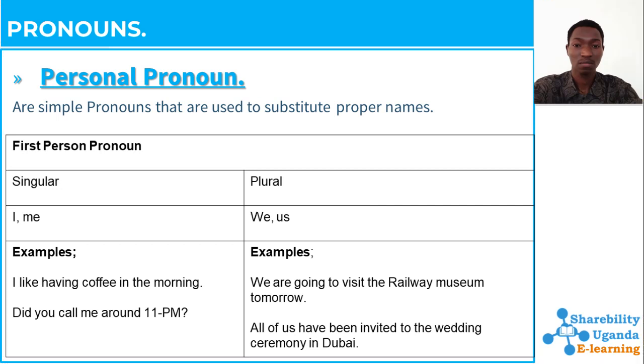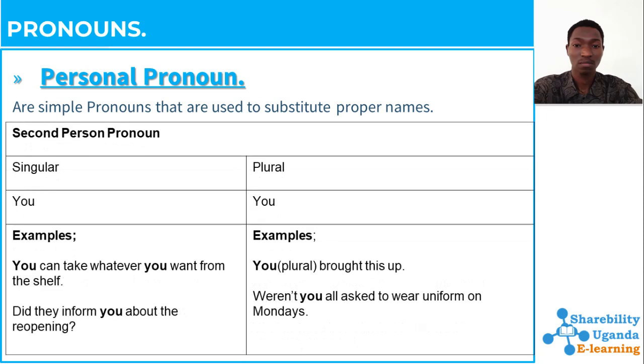In the table below, I listed examples of personal pronouns and how they are used. Personal pronouns can be broadly classified into three main categories: the first person pronoun, the second person pronoun, and third person pronoun. These pronouns are used in the nominative and objective format, and the singular and plural forms. As you can see in the table, these are the categories of how personal pronouns are categorized.